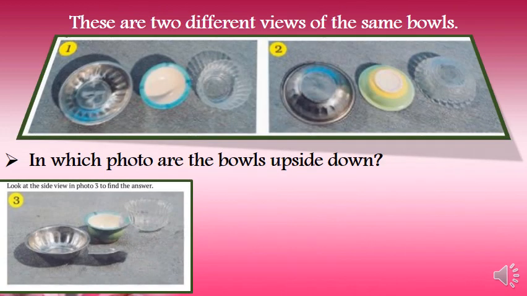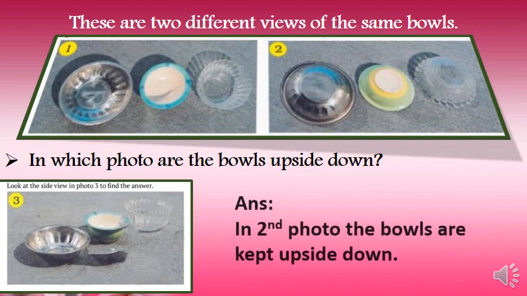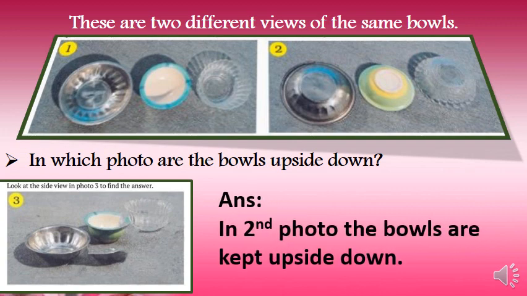These are two different views of the same balls. In which photo are the balls upside down? Children, observe the photos. Both the photos are top views of the balls. So, in which picture can you see the balls are upside down? Yes. In the second picture, we can see the balls are kept upside down. So, second is the correct answer.